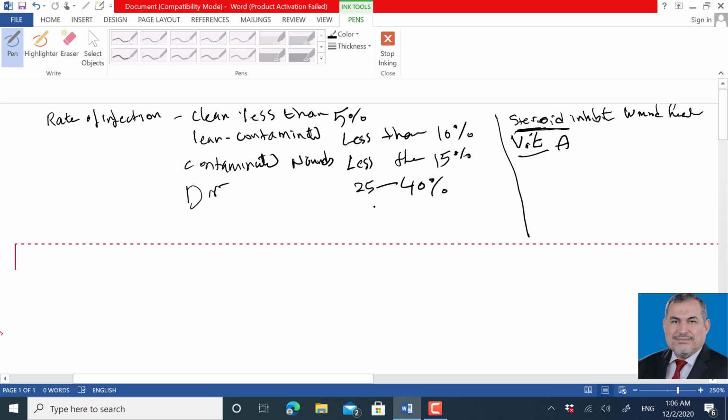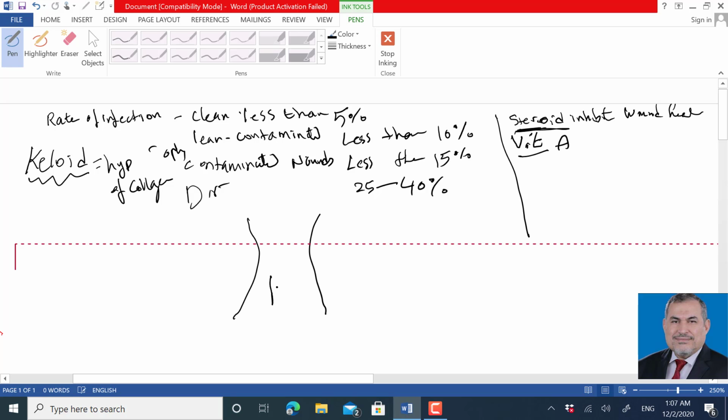Okay, what causes keloid? Keloid is hypertrophy of collagen synthesis. Okay, when a keloid is excised, should the entire mass be removed? Suppose this is a wound on the abdomen, and with healing it became a keloid, and the hypertrophy extended to the edge of the wound.